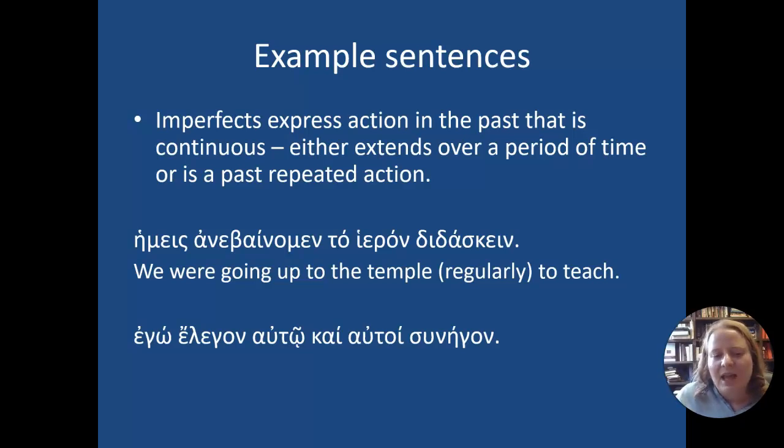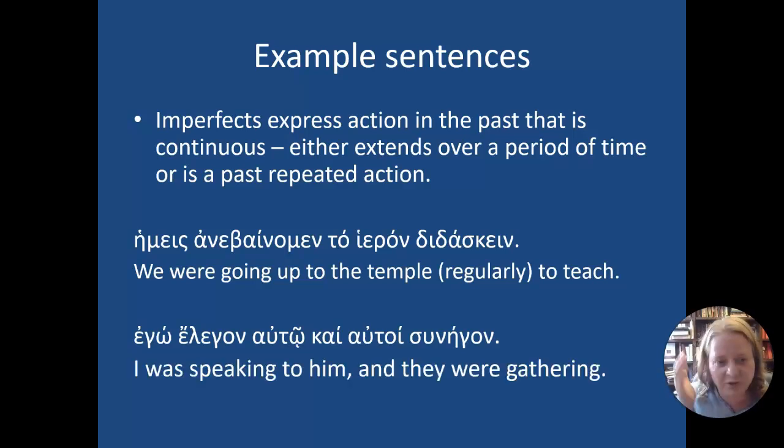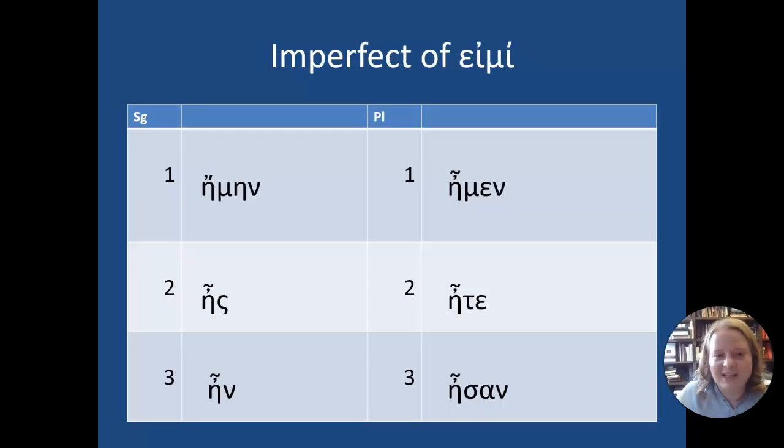Ego, elegon, auto, kai autoi, sunegon. So you've got two imperfects here. The first one I know because I got the epsilon before in Lego. So I was speaking to him, and also they were gathering. And I can see that eta is the epsilon plus the alpha together. We're going to go over a bunch of sentences in your homework and in class, so you'll get used to them.